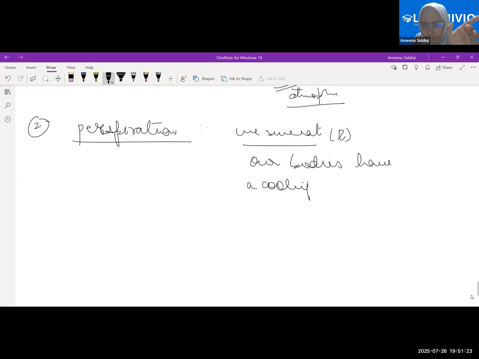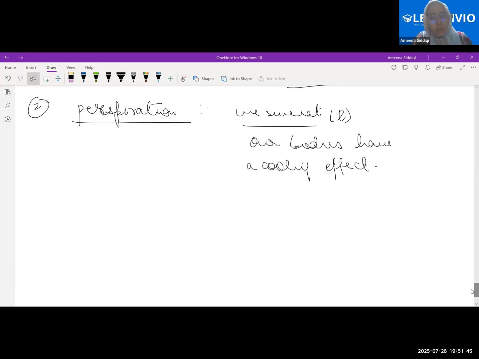Ma'am, can I explain once more? Yes. What happens? We sweat. Whenever the temperature is higher, because our bodies have a tendency to maintain a fixed temperature, our bodies function at a fixed temperature. As soon as the temperature goes higher because of the high temperature outside, whatever the reason, our bodies tend to take the temperature back to the original temperature, which is fixed for our bodies. In order to do that, we sweat. And as soon as we sweat, the process of perspiration happens.